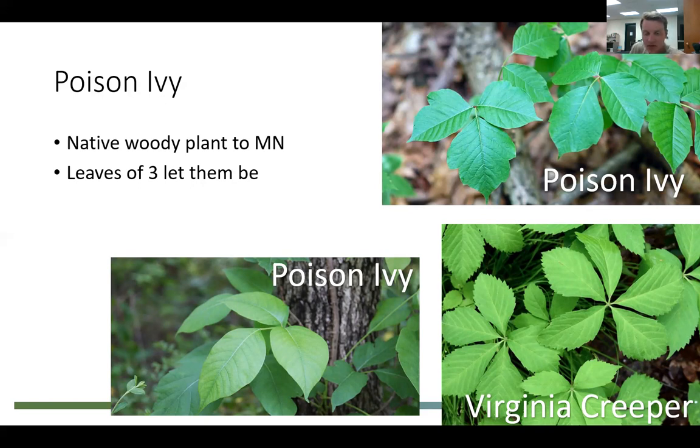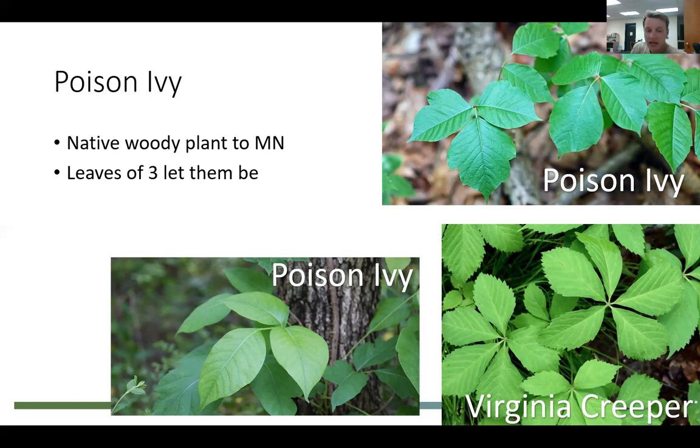So that Virginia creeper has 5 leaves, whereas the poison ivy only has 3. Virginia creeper will not cause the same itching and burning sensation that poison ivy does. So another thing to look for when you're looking at poison ivy is that the leaves are typically shiny. What that shininess is, it's the plant's oil.